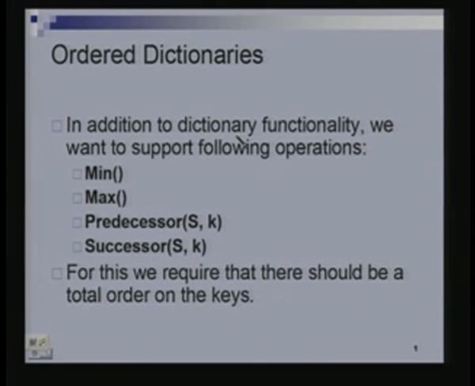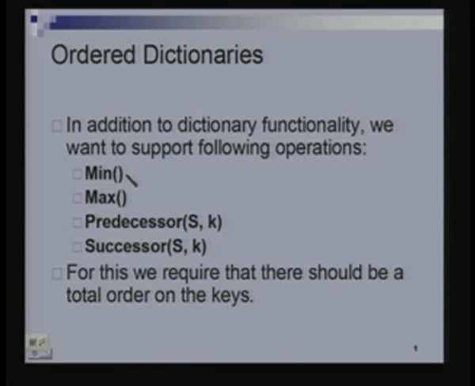Recall a dictionary was that you have key-element pairs, and you use the key to insert an element, to search for an element, or to delete an element. Besides that, in an ordered dictionary, you have the notion of the minimum, the element with the minimum key, the element with the maximum key, and the notion of a predecessor and a successor. When I say minimum key, what it means is that there is some kind of a total order on the keys.